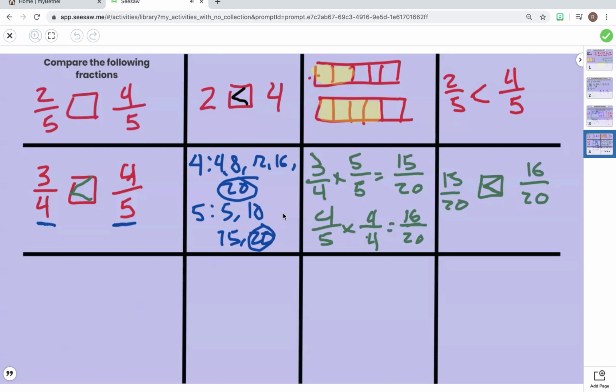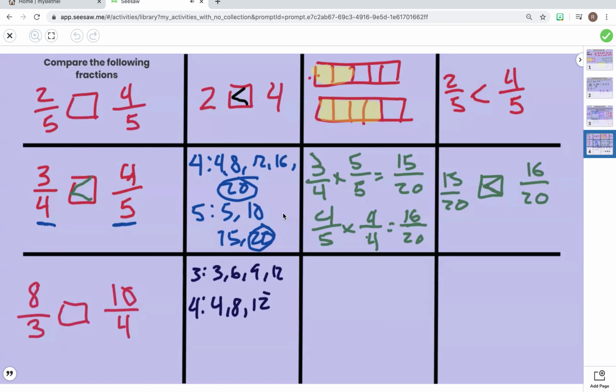All right, we're going to try one more, and we have about a minute to do this. So let's say we have 8/3 compared to 10/4. Let's look at our multiples of 3: 3, 6, 9, 12. Multiples of 4 are 4, 8, 12.